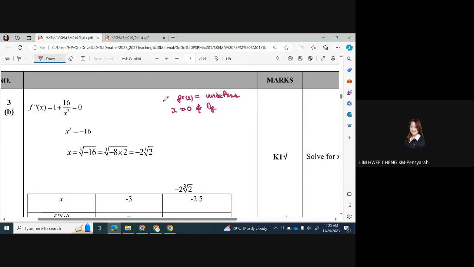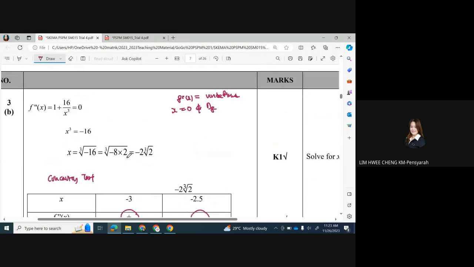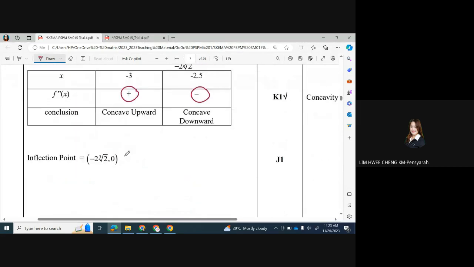And then we do the concavity test. This is called the concavity test. We choose a value and substitute it into the double prime. We have concave upward and concave downward, so there must be a change of sign, one positive and one negative. That means only then can you conclude that it is an inflection point.